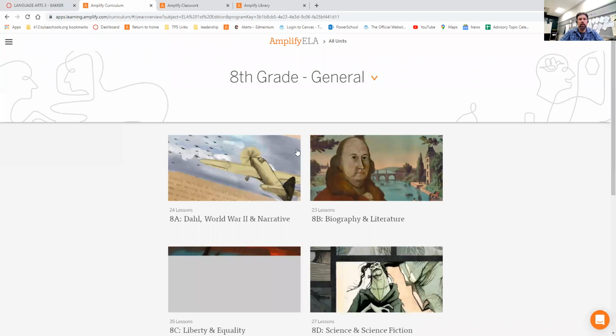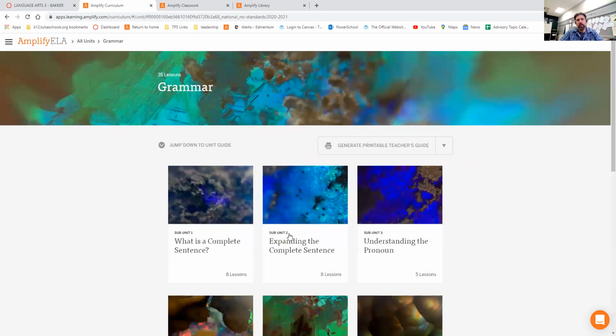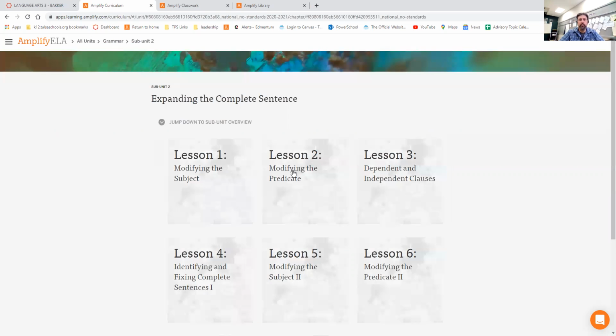So I'm going to go ahead and share my screen, pull up our curriculum, make sure we're on 8th grade. This is our class right here. The one that we're doing today is 8.2.2. So I want you to scroll to the bottom down here to where it says grammar. And then we're doing subunit 2, expanding the complete sentence. We're doing lesson 2, modifying the predicate.